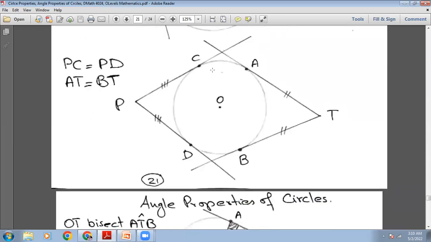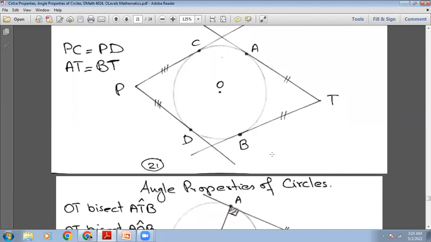Here is a good example. We have drawn an external point P. Its tangents are PC and PD. Here we have an external point T. Its tangents are TA and TB. They are coming from this external point. This tangent and this tangent will be equal to each other. This tangent and this tangent will be equal in length to each other.